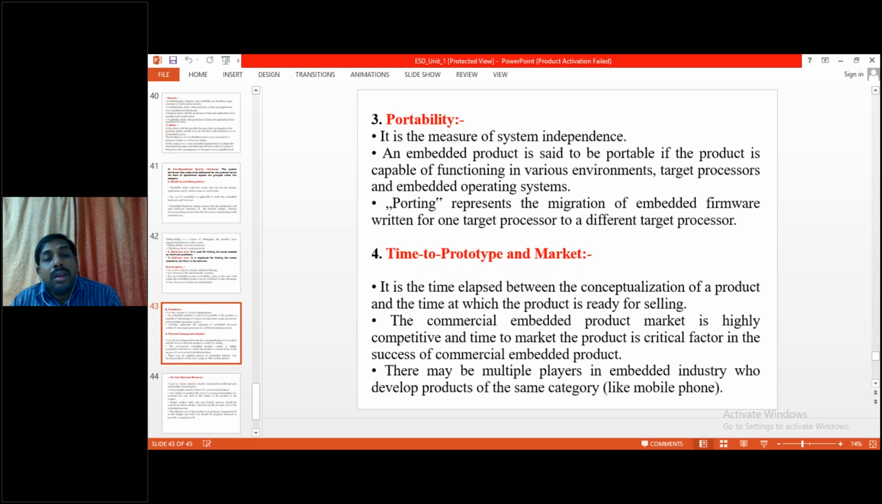Time to prototype and market. It is the time elapsed between conceptualization and the time at which the product is ready for selling. Time to prototype means you have an embedded system logic and how fast you can give it to the market, so that you can easily make the copies. And what does market mean? The commercial embedded product market is competitive, and time to market is a critical factor for achieving success. There may be multiple players in the embedded system industry, so your time to prototype and market must be as short as possible, so that your product is available in the market as early as possible.